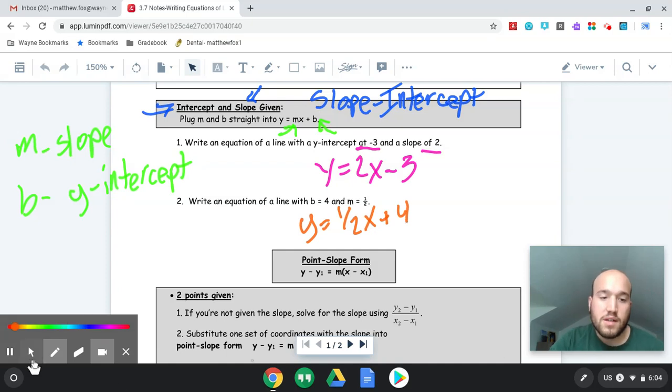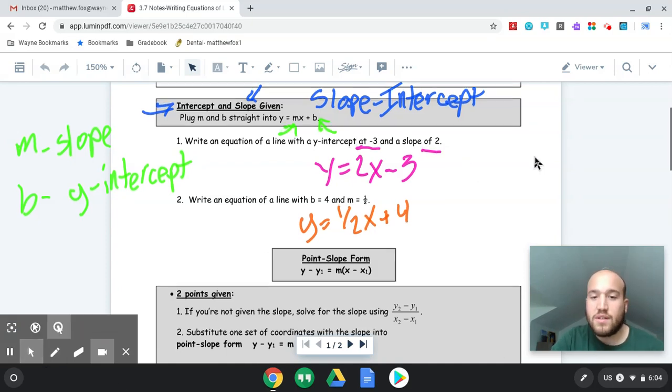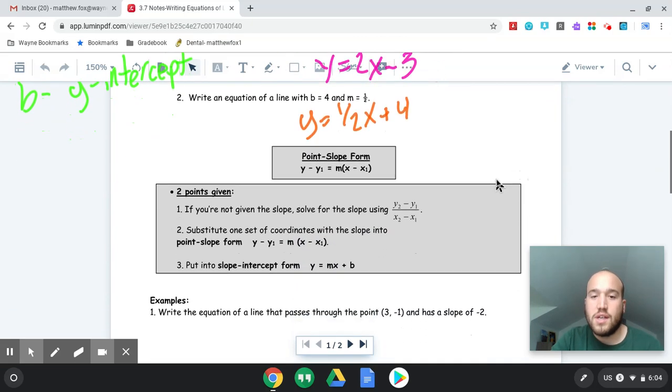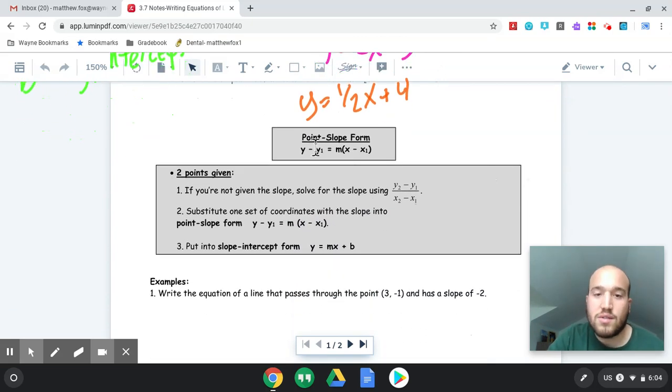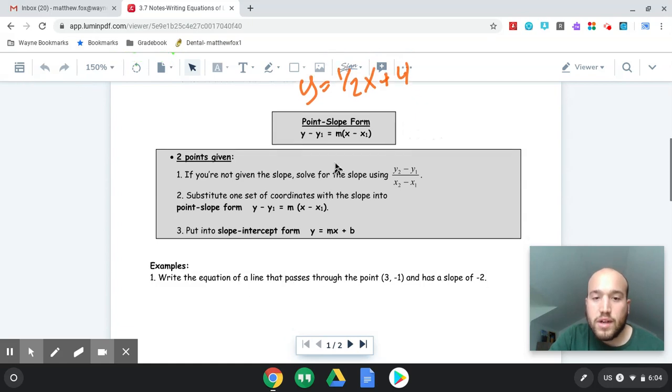Now, sometimes we won't be given that information. If that's the case, hopefully you can see right here, point-slope form. This is y minus y1 equals m times the quantity x minus x1. The x and the y that are by themselves will stay as x and y. However, for the x1 and the y1, we will plug in a point that represents the x value and the y value. Now we are going to solve using that formula.